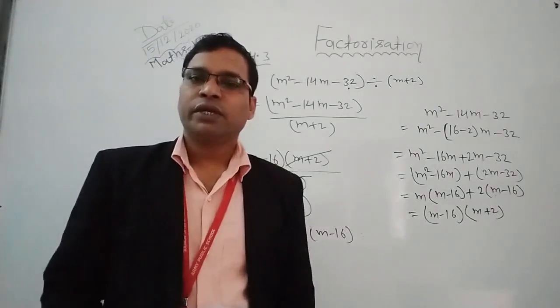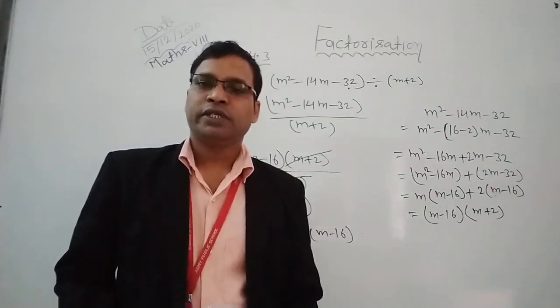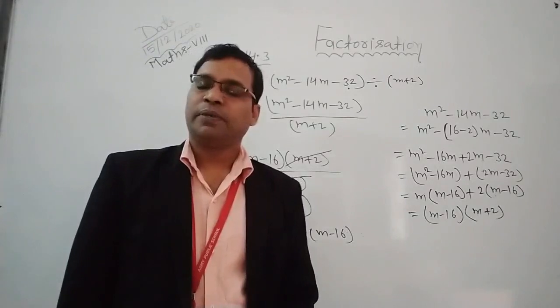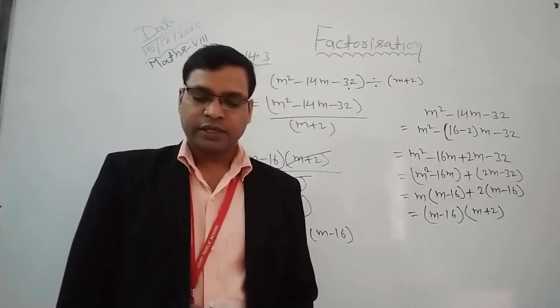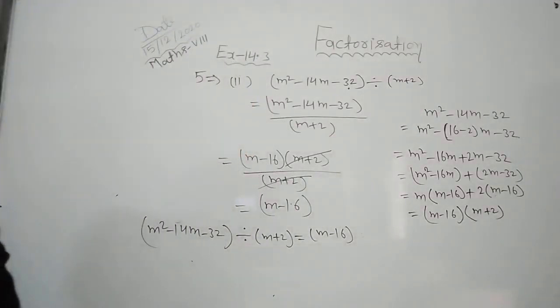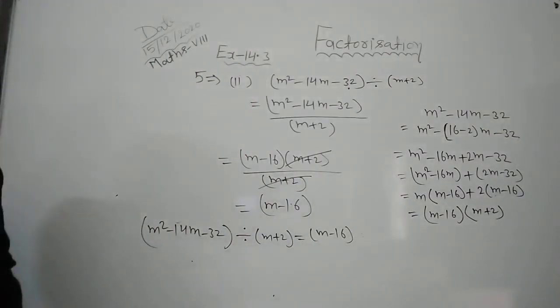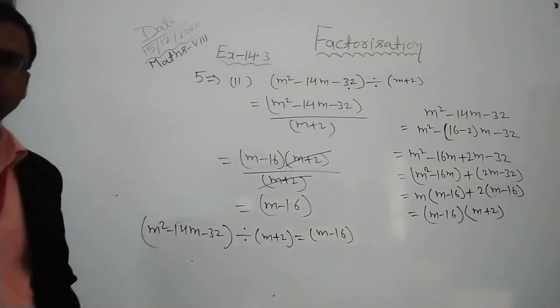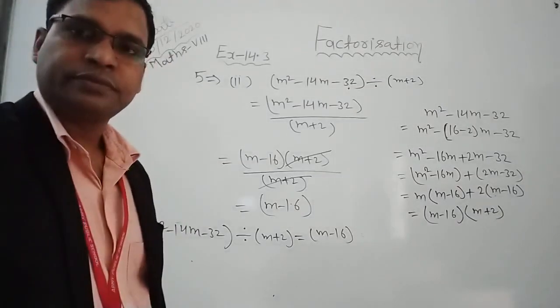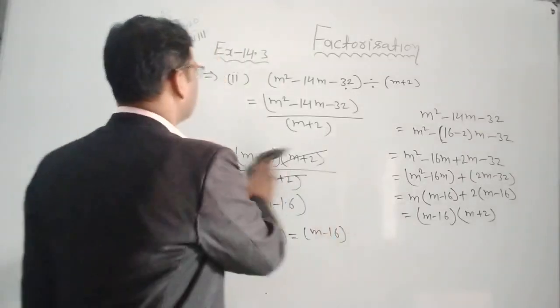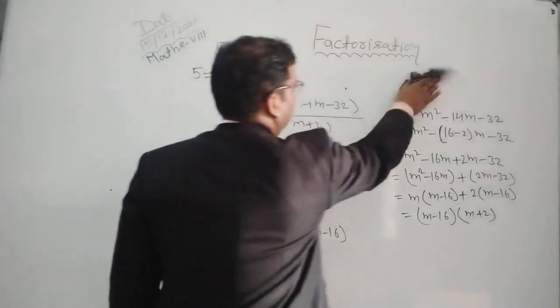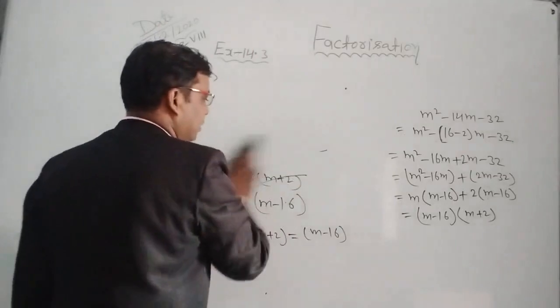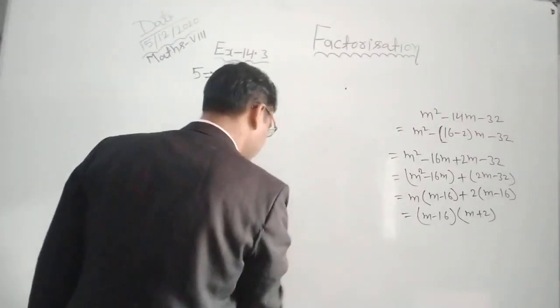Now we are going to discuss the next question. What is the next question? The next question is part 3 of question number 5. The third part is 5p square minus 25p plus 20. So let's see how to factorize this expression and divide it as directed. First a revision, and after this we solve the third part of question number 5.